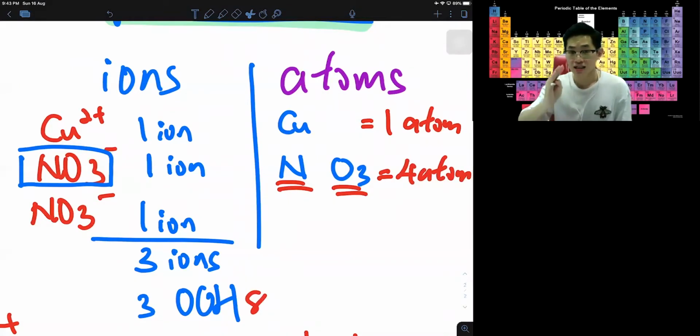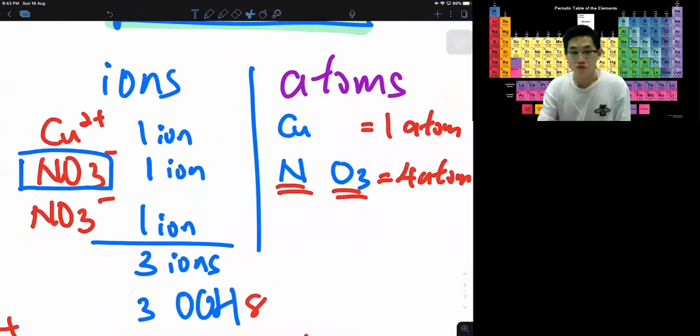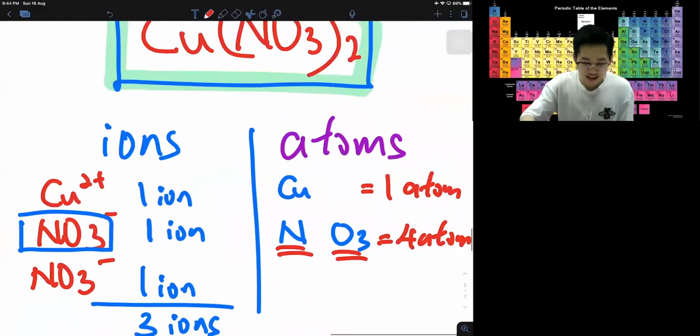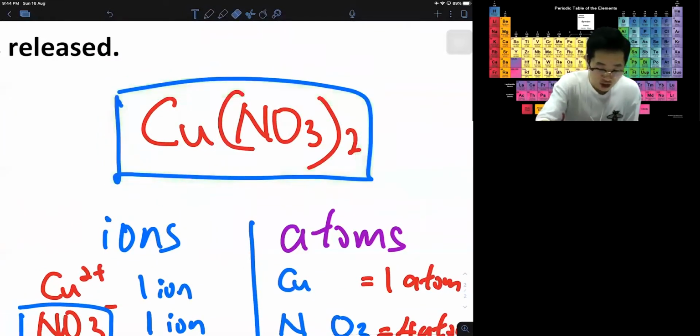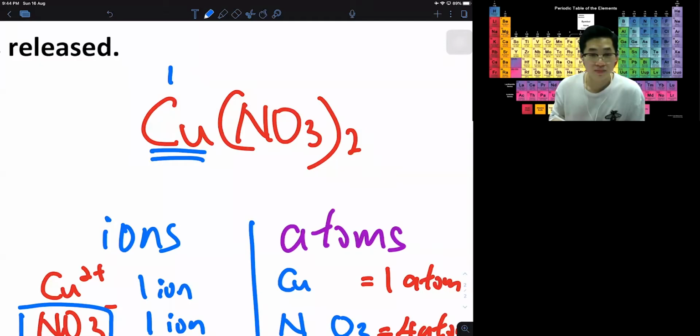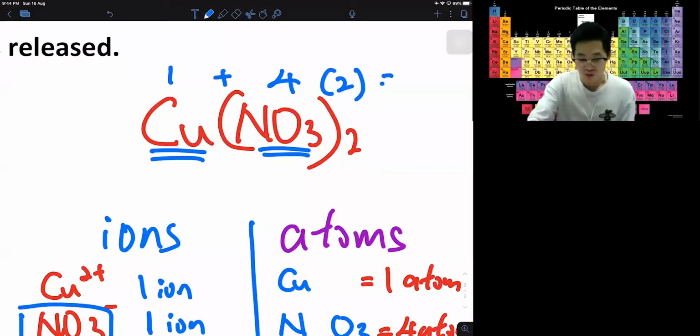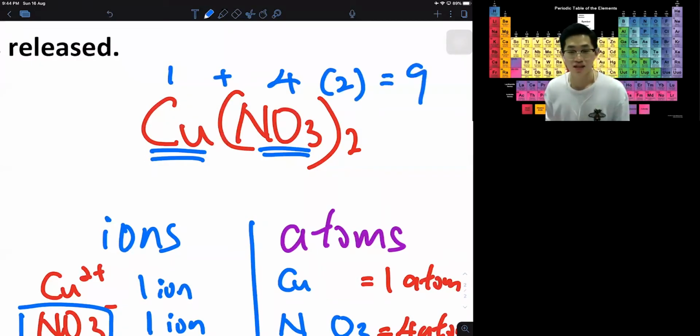Understand? Then why 9? Because you see, Cu(NO3)2, here Cu is one atom. Here got 4, 4 times 2. So 1 plus 8 equals 9 atoms.